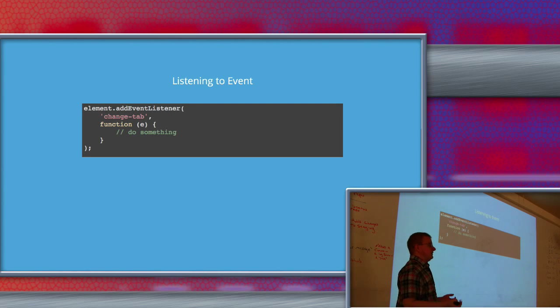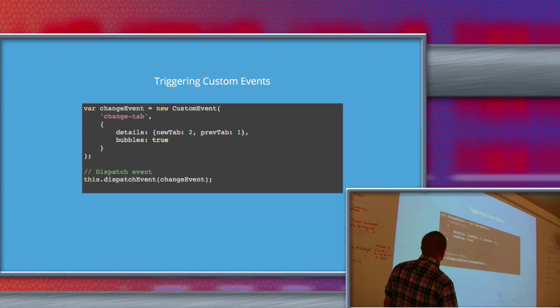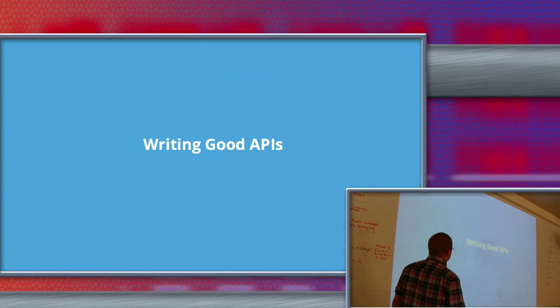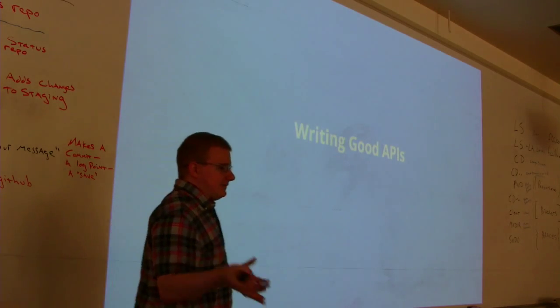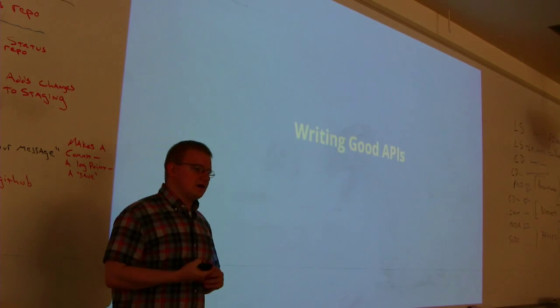You get current target, you get target, you get all sorts of information there. And you can also access the details object here if you want to access the special information that you got passed from a custom event. So, what is the previous tab, what is the new tab? All right, so that's kind of the technical piece of how we write APIs for our custom elements.